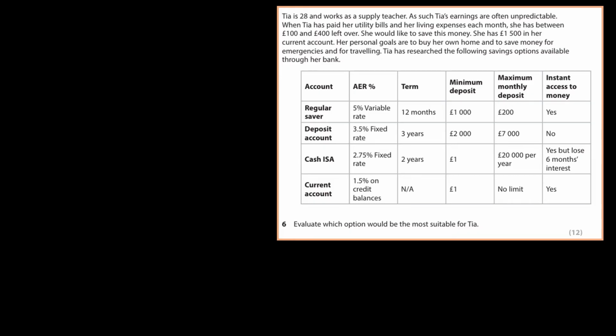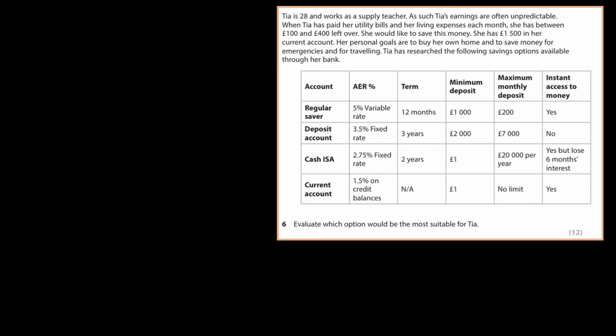So if you know about regular savers, the advantages, disadvantages, if you know about deposit accounts, cash ISAs and current accounts, then you will know which one to recommend for her. Okay, and her scenario. Remembering she's saving to buy her own home for the long term, so it might be better that she has somewhere where she puts the money away and has a higher rate of interest and that kind of thing.